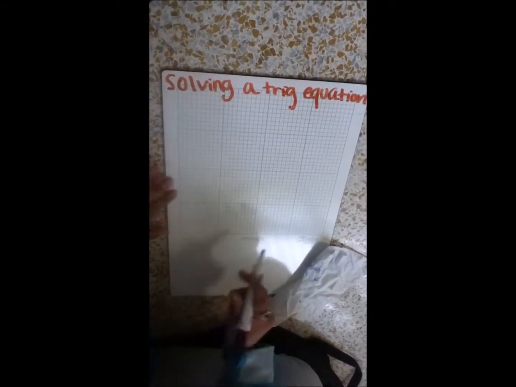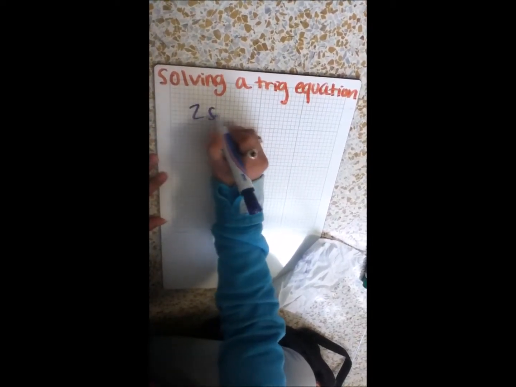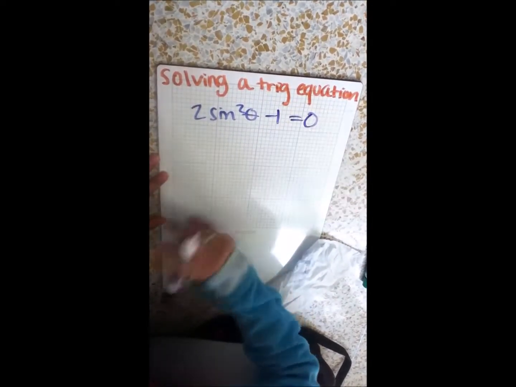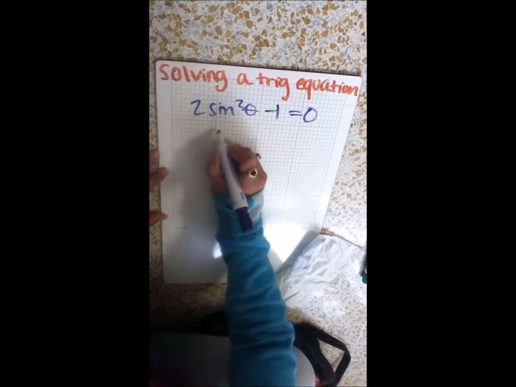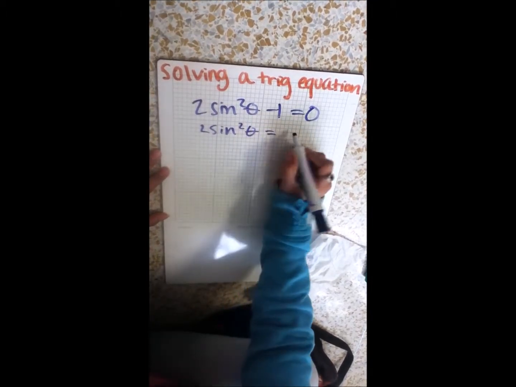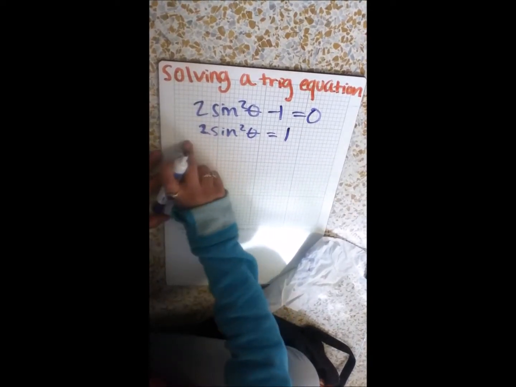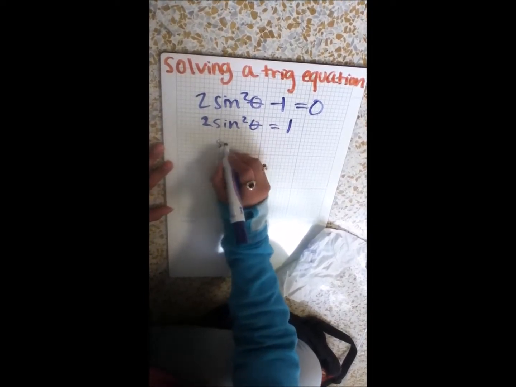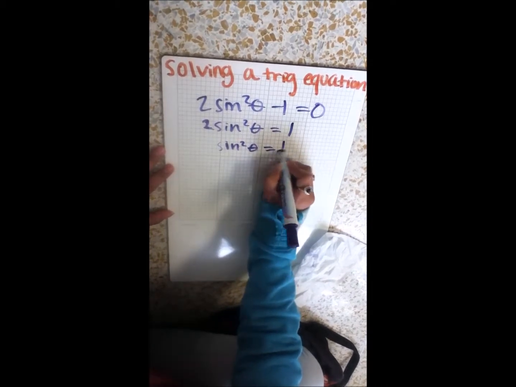The equation that we're going to be using today is 2 sine squared theta minus 1 equals 0. First we're going to have to move the minus 1 to the other side, and we're left with 2 sine squared theta equals 1. Now we're left with this 2 here, so we're going to divide everything by 2, and that turns into sine squared theta equals 1 over 2.